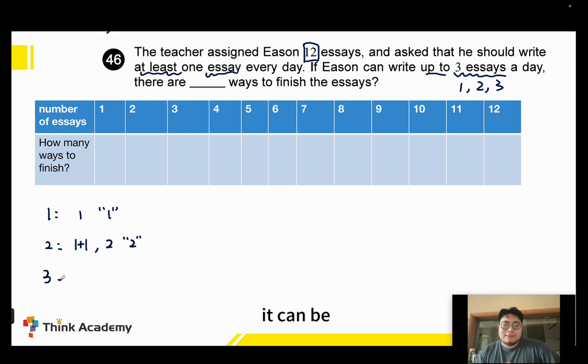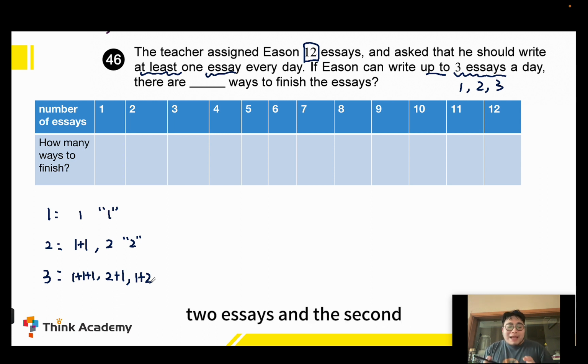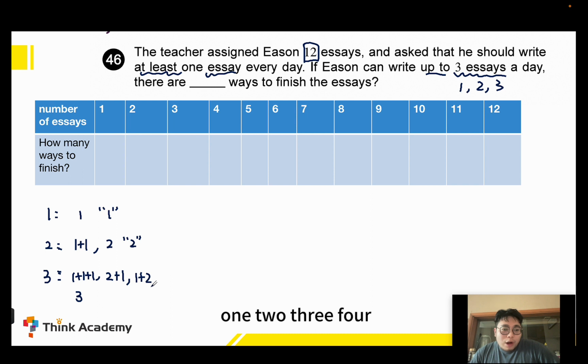And for 3 essays, it can be 1 plus 1 plus 1, 3 essays. And also it can be 2 plus 1, the second situation, and also 1 plus 2. Remember, the first day I complete 2 essays and the second day I complete 1 essay. It's not the same as the first day I complete 1 essay and the second day I complete 2 essays. And also remember, up to 3 essays a day. So it should be 3 to complete 3 essays on the first day. So actually we have 1, 2, 3, 4 ways. So we can fill this 1, 2, 4 into the table.